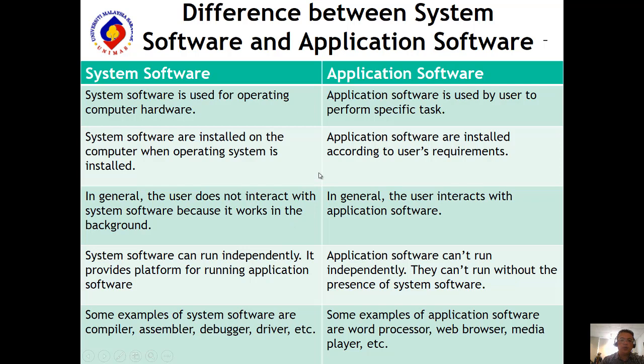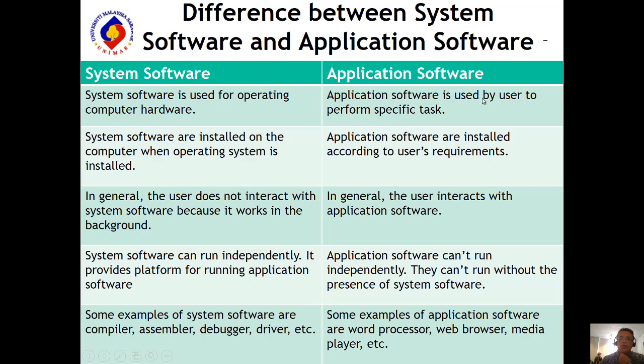Now these are the differences between system software and application software. If you look at the first one, what is system software? It is used for operating computer hardware. So when you are given the hardware, RAM, the processor, the input and output, they are actually useless without system software. There must be something that the end user can use in order to utilize this hardware.